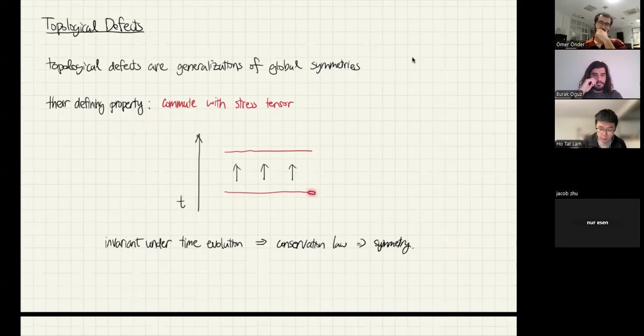So that's why if I insert an operator here or insert the operator at a later time, they give you the same answers. Essentially, the fact that these operators commute with stress tensors implies that they are invariant under time evolutions, and as a result, they lead to conservation laws. That's why we call them symmetries. That's why they're a generalization of symmetries.